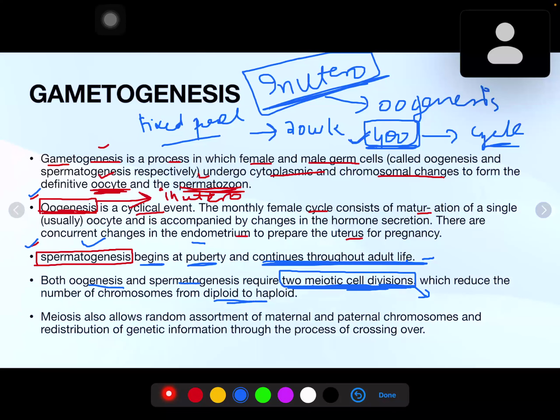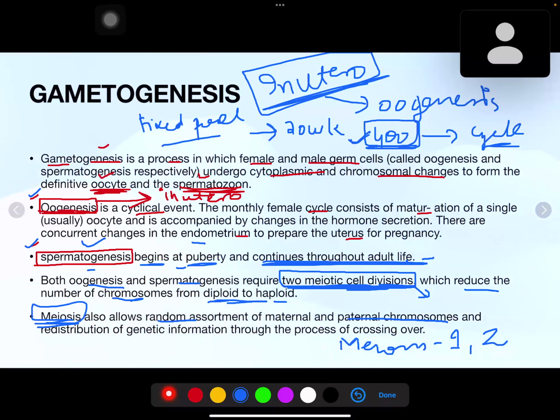So all of you have known that in oogenesis and spermatogenesis we have two meioses, meiosis 1 and meiosis 2. What happens during meiosis? The number of chromosomes is reduced from diploid to haploid. Also, meiosis allows the random assortment of maternal and paternal chromosomes and the redistribution of genetic information through the process of crossing over. This is very important because maternal and paternal chromosomes cross over, so that redistribution of genes occurs in the offspring.